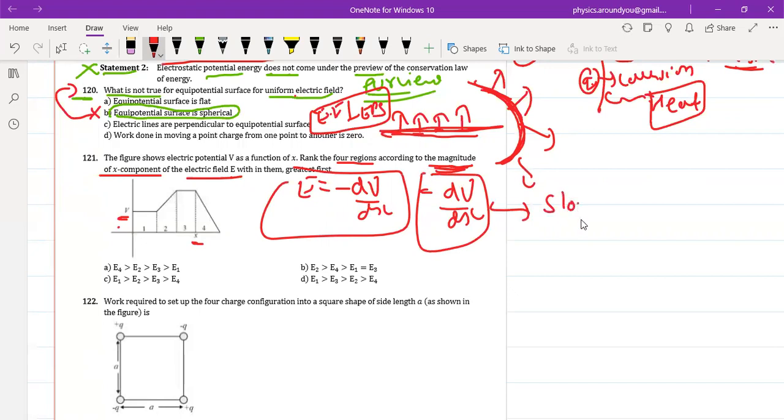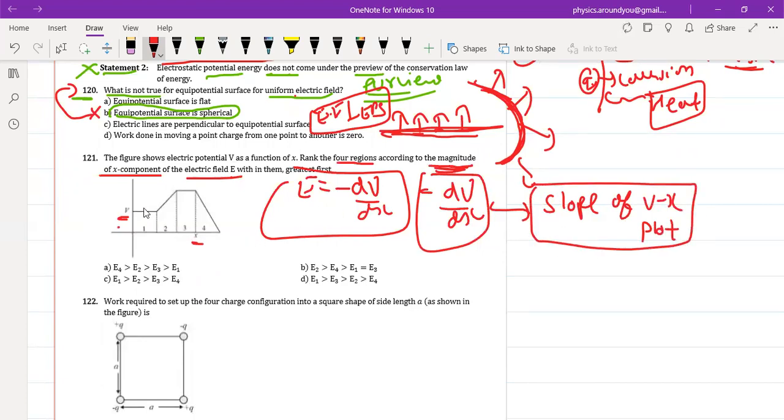dV by dx is the slope of the V-x plot. Well, look at the region over here. The slope is 0 because it is horizontal. So the electric field at 1 is 0 in this region. At 3 it is also 0. E3 is also 0. Which of the options says E3 and E1 both have the same electric field? Only B. So the right choice is B only. I won't even bother to evaluate the other options since E1 and E3 are both the same.